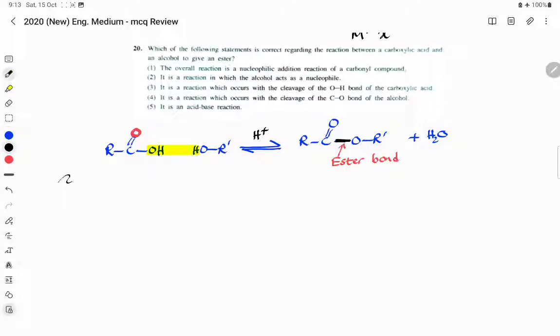Alright, the mechanism. Now the mechanism is a nucleophilic substitution. How do you know that? The OH group from the carboxylic acid has been removed, so it's a substitution reaction. The substituting group is an alcohol group and it has lone pairs, so it should be considered a nucleophile. So it's a nucleophilic substitution. The reaction starts with the attack of the OH group from the alcohol on the carboxylic acid.